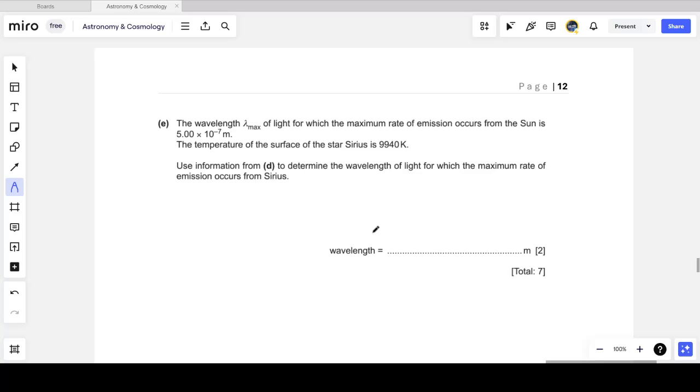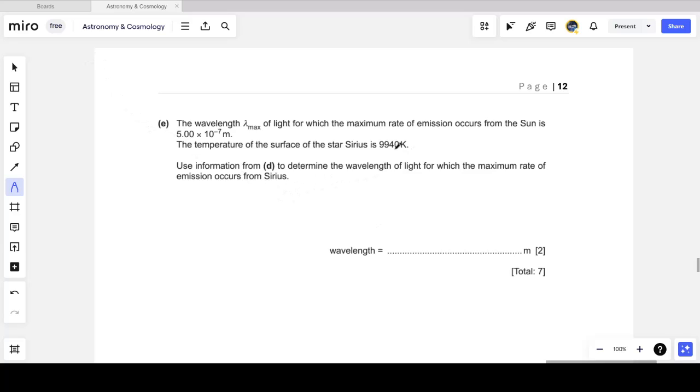The final question I'm going to do is 8E, and it says here that the wavelength lambda max of light for which the maximum rate of emission occurs from the sun is 5 times 10 to the minus 7 meters, and the temperature of the surface of the star Sirius is 9,940 Kelvin. We want to use this information from D to determine the wavelength of light for which the maximum rate of emission occurs from Sirius.